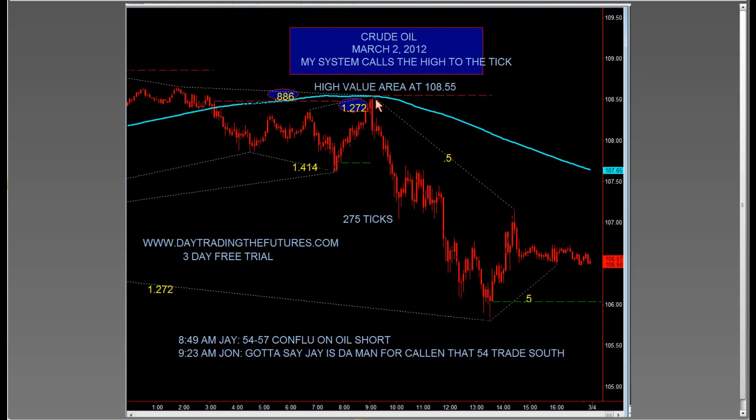So not only did we catch the high, we caught the low in the swing. The beautiful thing about it is this was my market profile level too. My high value area is 108.55. So 15 minutes before it even came up, we knew that we had 55 confluence with my moving average, and also my beautiful harmonic numbers of 886 and 1.272 coincided together. I teach you how to do that in the room, and we nailed the market.